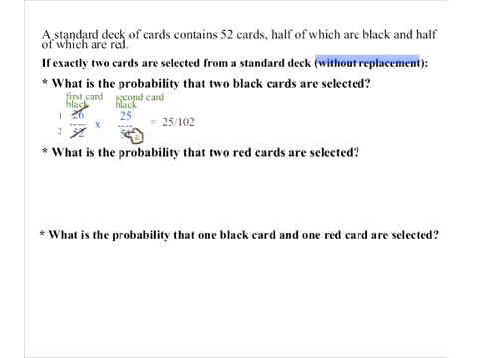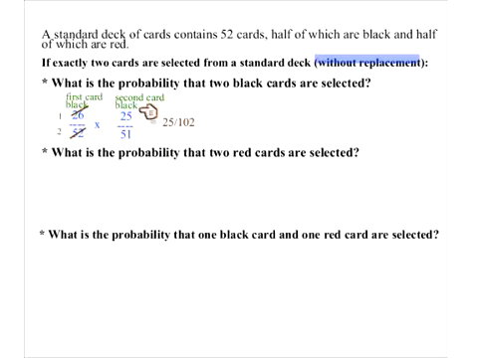Okay, let's see what these guys are saying. If it is with replacement, it would be the same, only this would just be 26 again, and this would be 52 again. If you put the card back, then the probability would be the same. Okay. Other questions?